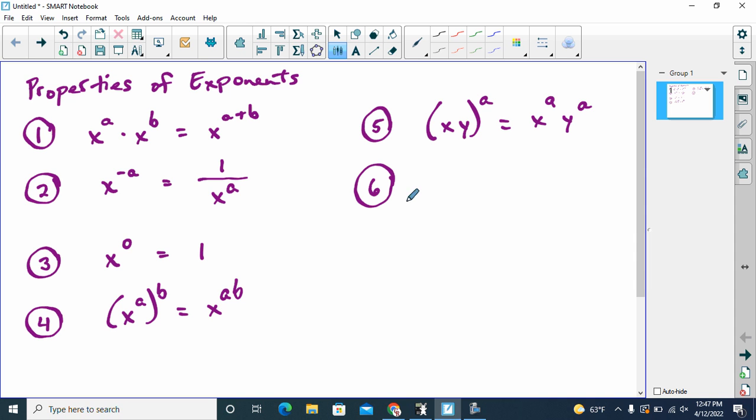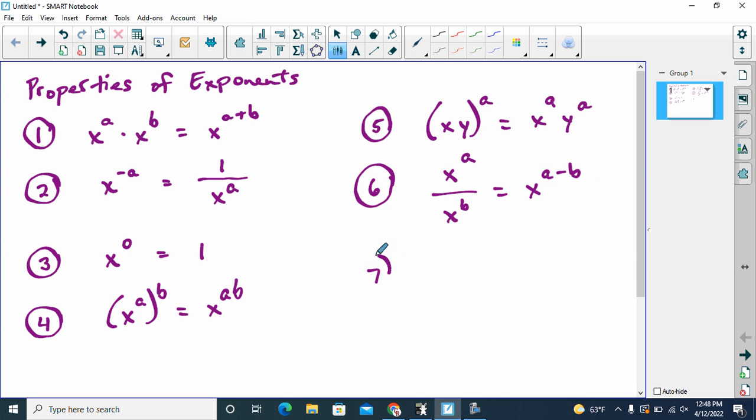Number 6 is actually kind of similar to the first one, but instead of multiplying, I'm going to divide. So if we have x to the a divided by x to the b, if we divide 2 things that have the same base, what we're going to do is subtract their exponents. So when we multiplied, we added the exponents. When we divide, we subtract the exponents.